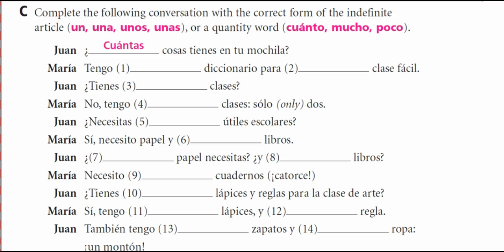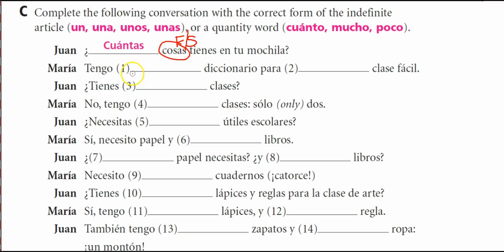Now for part C, we are completing the conversation between Juan and Maria, and we have 4 words to choose from, either an indefinite article, cuanto, mucho, or poco. So once you decide which of those 4 words goes in the blank, then you have to get the correct gender and number. So what we're actually looking for is the first one, cuantas is in the blank, but you'll notice that cosas is your noun. So it is feminine and plural. So just like we did in part B, we still need to identify the noun's gender and number before we can put the word in the blank.